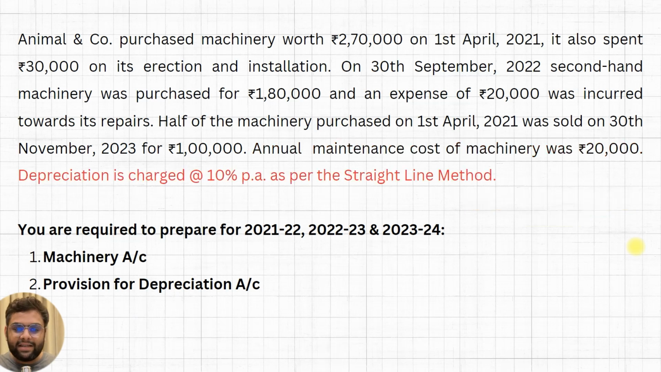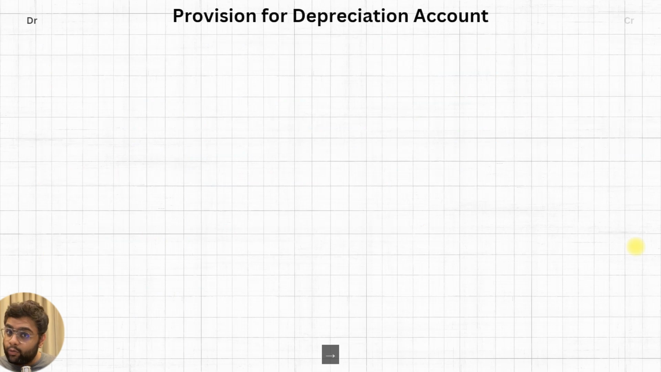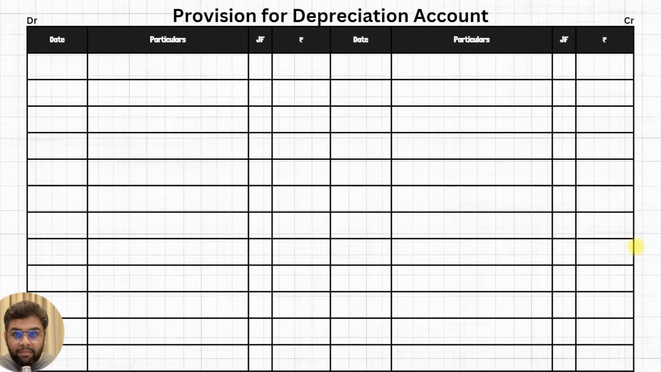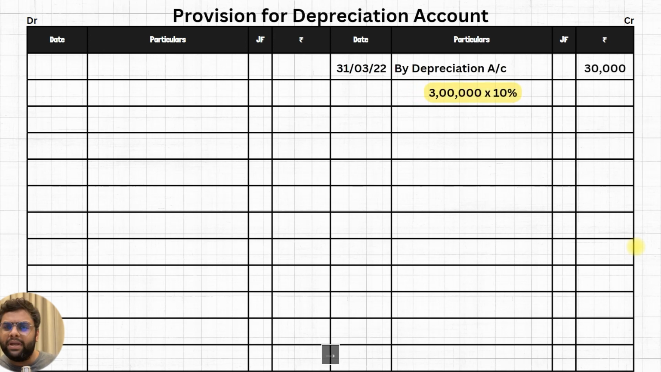Then, depreciation is charged at 10% per annum as per the straight line method. Where will depreciation be recorded? Machinery or PFD? It will be in the PFD. In the PFD account on the credit side, 31st March 22, which is the last date of the year, by depreciation account. But what will be the amount? The amount is going to be 3 lakh into 10%, 30,000.